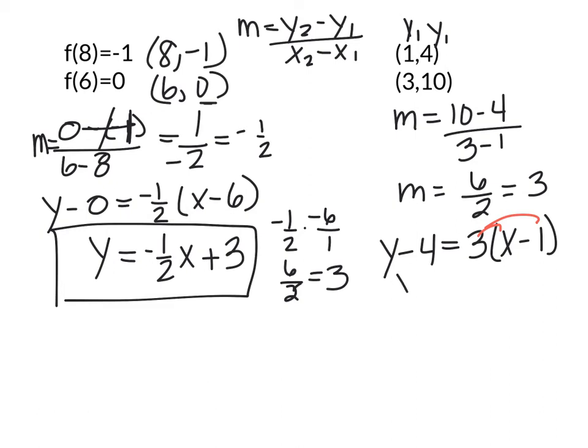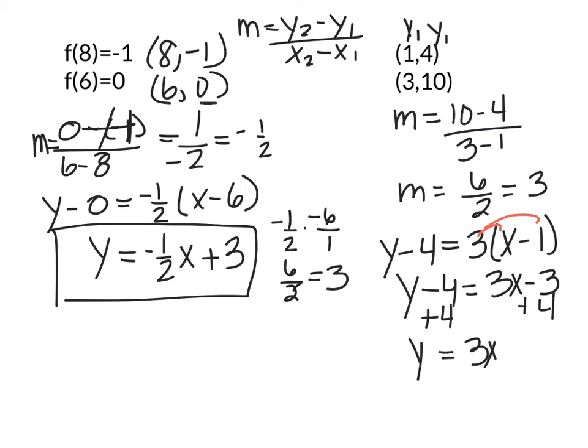I get y minus 4 equals 3x minus 3. Don't forget to multiply to both terms inside those parentheses. That's a huge source of error. Add 4 to get y by itself, and y equals 3x plus 1, and that's our final answer.